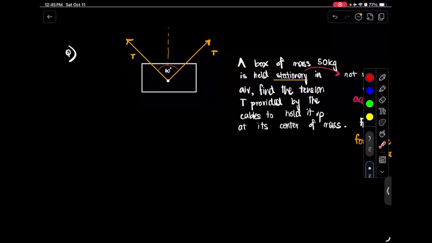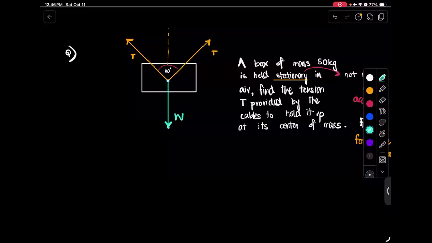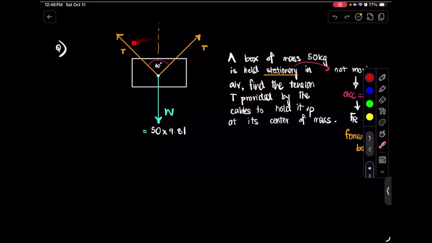Wait, so would the downward force be 50? It will not be 50. 50 into 9.8. Exactly, because mass is not a force. There is an additional force that's acting downwards, right? Which is the weight. And weight is basically equal to mass times g, 50 into 9.81. So this is the extra force that was hidden. Now, what you've got to do is figure out what T is.